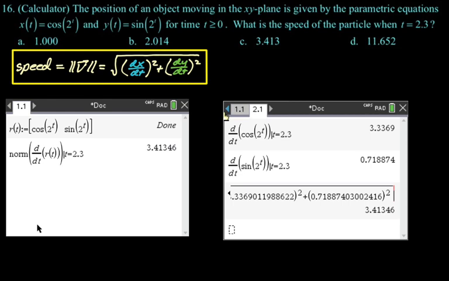So I found the derivative of cosine of 2 to the t at 2.3. Everything sounds like a t right now to me. That gave me 3.369. Then I found the derivative of y of t at 2.3, which gave me 0.719. And then I did the square root of the sum of the squares. So that's a more direct way of doing it, which honestly, that might be the way you're comfortable, in which case just do it. It doesn't make a difference, right? We both are getting 3.413. Let's take a look at the next question.